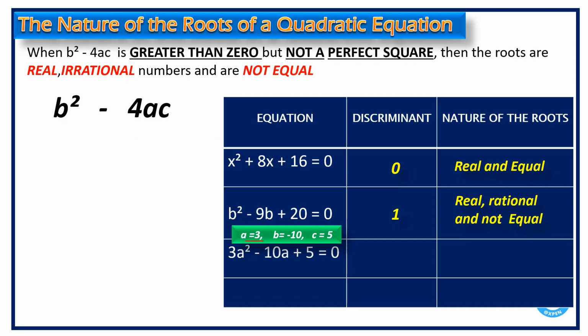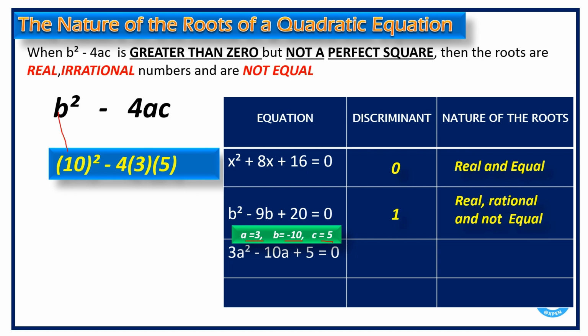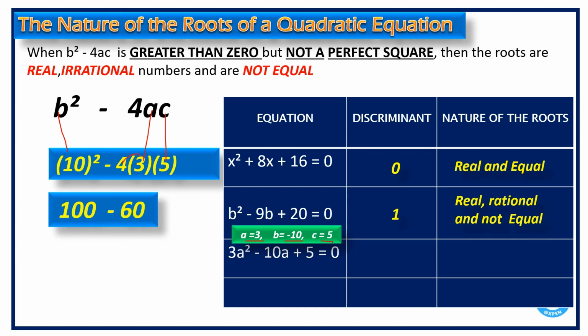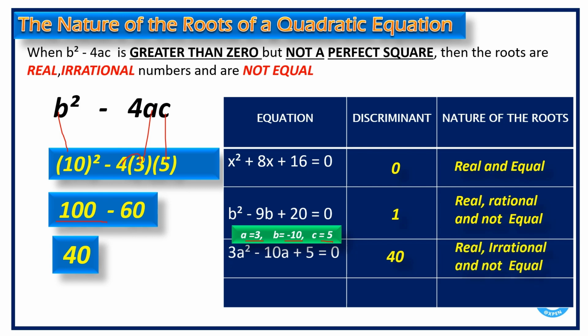Identify the value of your a, b, and c. Then substitute for that. That's equal to 10, 3, and 5. Multiply, that's 10 times 10, that's equal to 100. And 4 times 3, we have 12 times 5, that's equal to 60. Subtract for that, that's equal to 40. And therefore, the discriminant is 40. And the nature of the roots are real numbers, irrational numbers, and not equal.